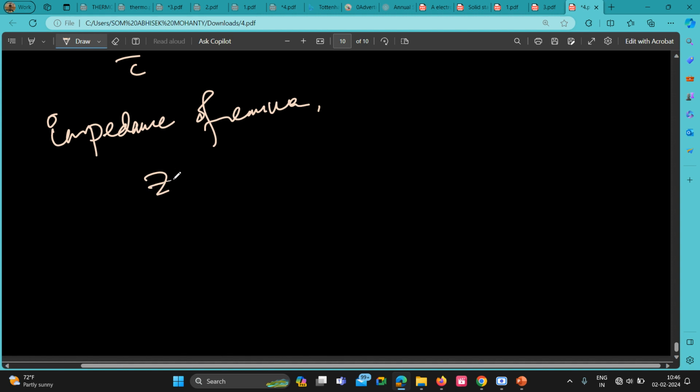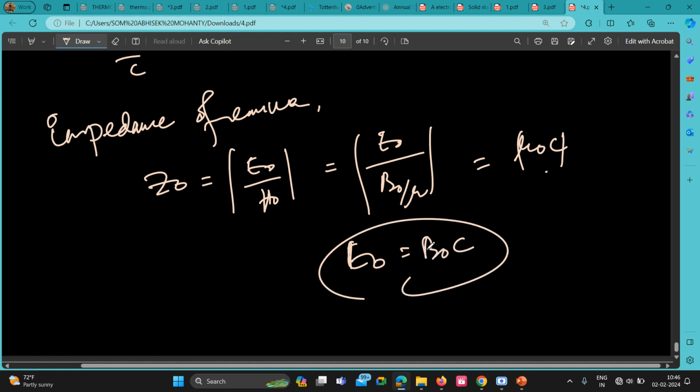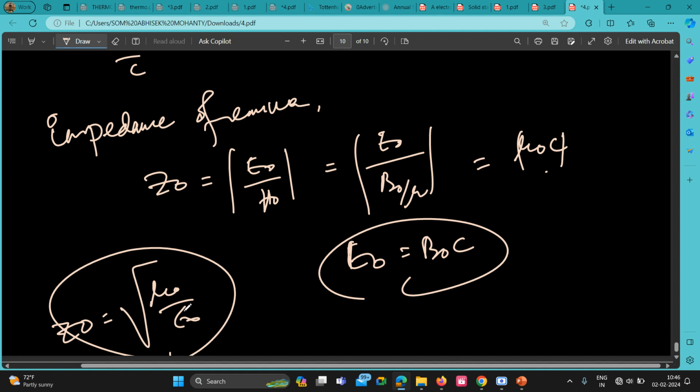Now impedance of EM wave. Impedance of EM wave is Z naught is equal to E naught by H naught, that is E naught by B naught by mu. E naught by B naught is c, so it is mu naught c, because we know E naught is equal to B naught c. Z naught can also be written as root of mu naught by epsilon naught. I hope you can solve these questions.